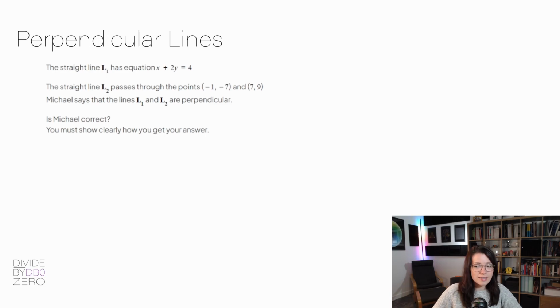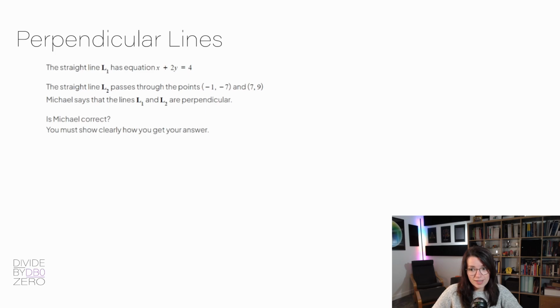Got 2 examples here that involve perpendicular lines, so let's have a look. First one: the straight line L1 has equation x plus 2y equals 4. The straight line L2 passes through the points (-1, -7) and (7, 9). Michael says that the lines L1 and L2 are perpendicular. Is Michael correct? You must show clearly how you get your answer. It's hard to identify any gradient for L1 because it's not in the right form. It's not in y equals mx plus c form.